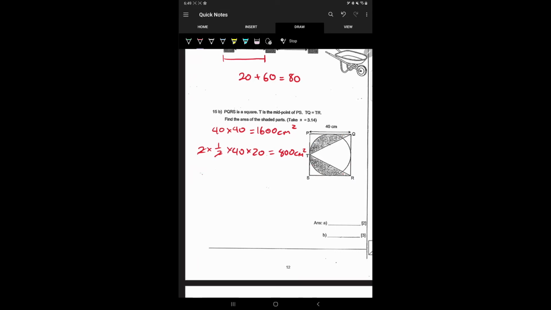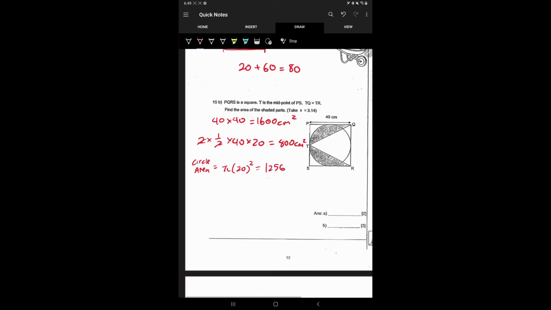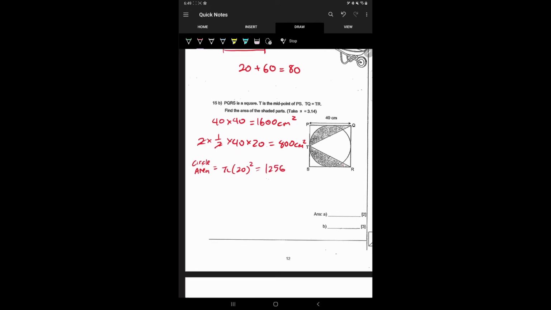So we compute the area of the circle first, which is pi r squared. R is 20 because this whole thing is 40. Your radius is half of it, which is 20. That gives us 1256. So the area of the square we have already computed here. So we deduct it. It will give us 344. So 344 is actually the area here, here, here, and here.